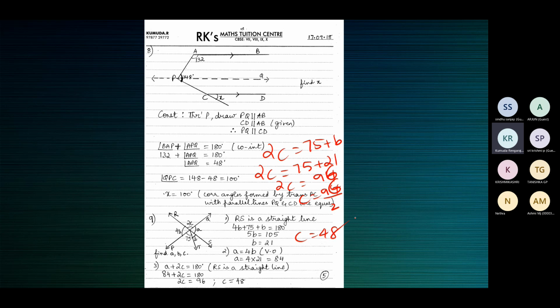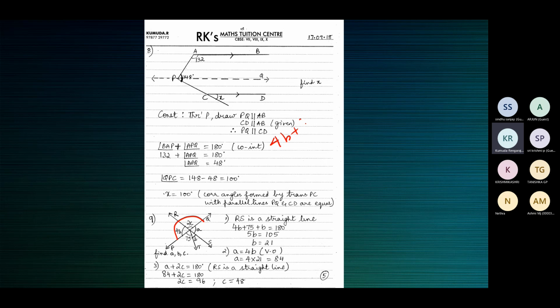You can also do C like this. See here, 4B plus 2C is equal to 180. 4 into B, B is 21. So 4 into 21 plus 2C is equal to 180. You can work this also and find C. So this is not the only method of finding C. You can do it in whichever way. Now that you've got the values of A and B, you can try a different way also.